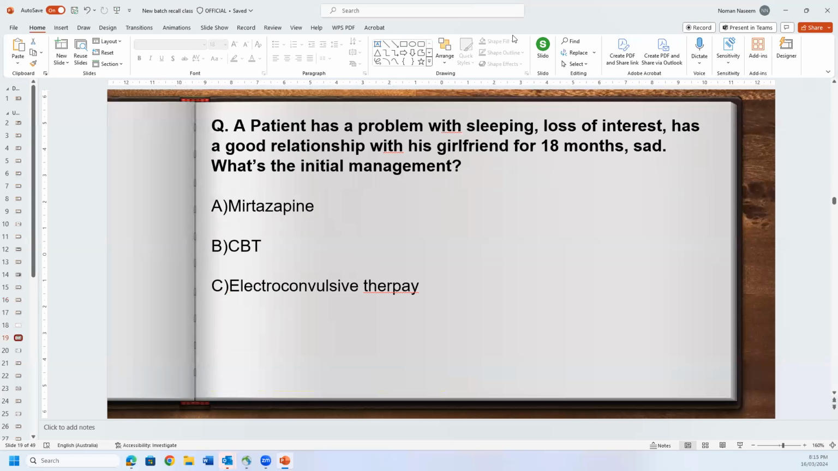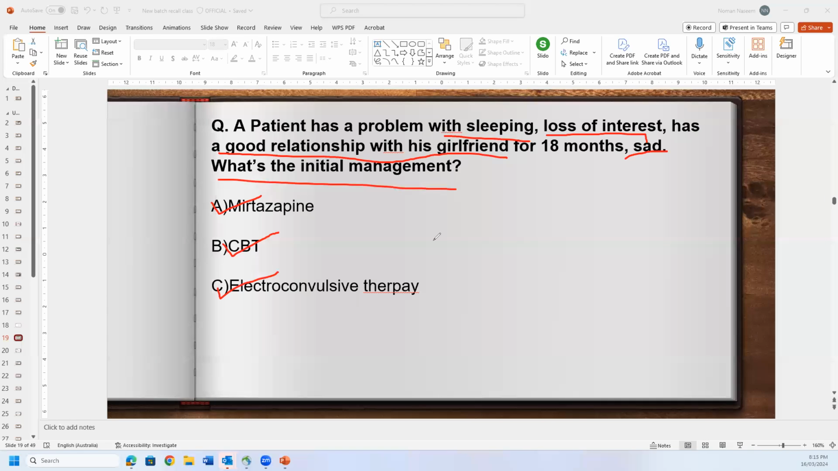All righty. Next question. This is a very easy question. Patient has a sleep problem. Also complains of loss of interest. Has had a good relationship with his girlfriend for 18 months. Is also very sad. What would you do for initial management? Option A, mirtazapine. Option B, cognitive behavioral therapy. Option C, electroconvulsive therapy.